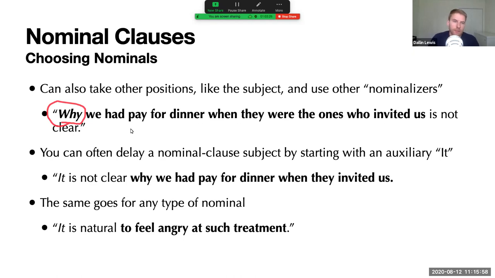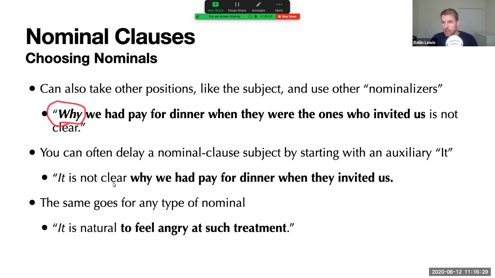Nominal clauses are often used as a delayed subject. This is with sentences that begin with "it is." And sometimes it is a pronoun and it's referring to something specific. But as we talked about before, sometimes it's simply a dummy subject. It's a placeholder that's not actually the sentence's subject, but it's just there because we need some noun phrase before the predicate. So for example, it is not clear why we had to pay for dinner when they invited us.